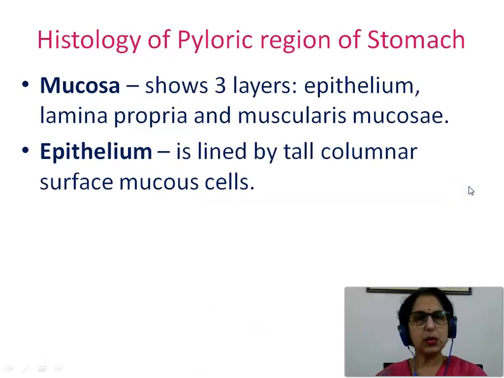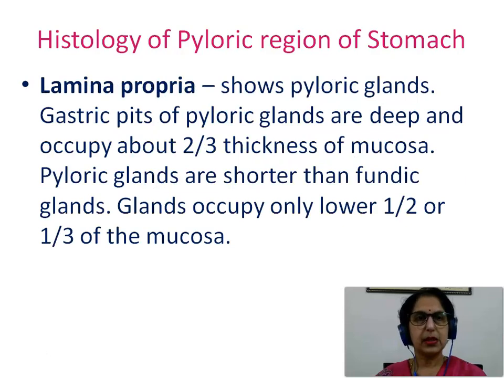The mucosa, as I said, shows 3 layers: lining epithelium, lamina propria, and muscularis mucosae. Epithelium here is lined by tall columnar mucous cells which are called the surface mucous cells. Lamina propria shows the pyloric glands.